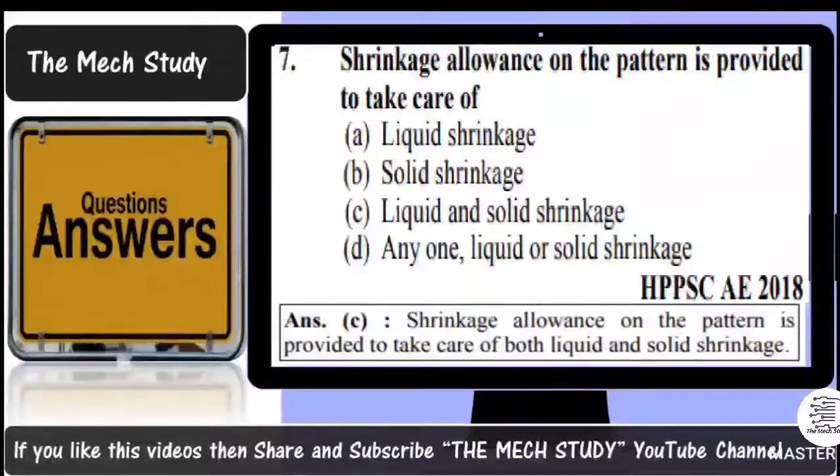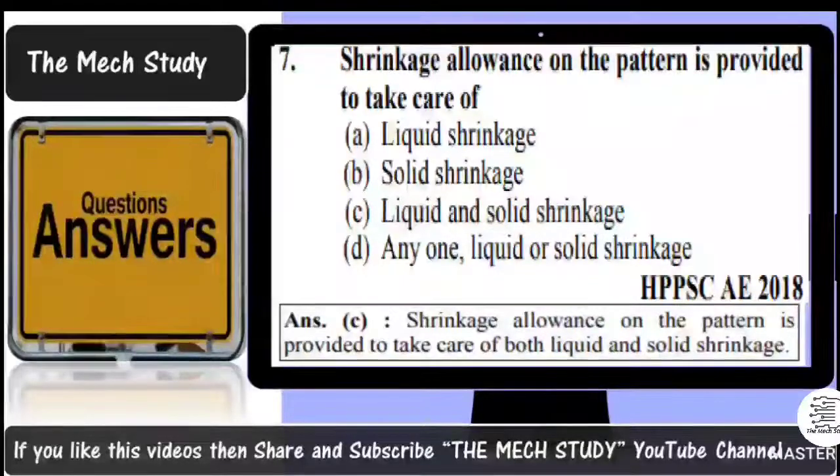Going with the next question, question number 7: the shrinkage allowance on a pattern is provided to take care of liquid shrinkage, solid shrinkage, liquid and solid shrinkage, or any one of them. The right option is liquid and solid shrinkage. You are also aware that there is maximum liquid shrinkage in certain metals and maximum solid shrinkage in others, and different materials apply in different cases. So shrinkage appears in two cases: there is solidification and liquid shrinkage, and there is only solid shrinkage.